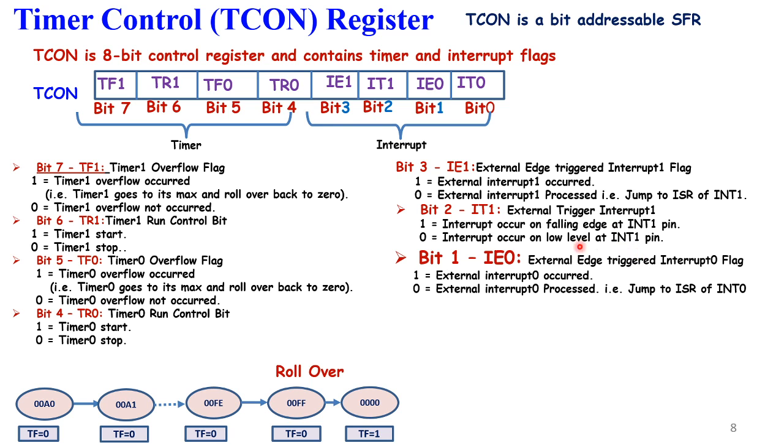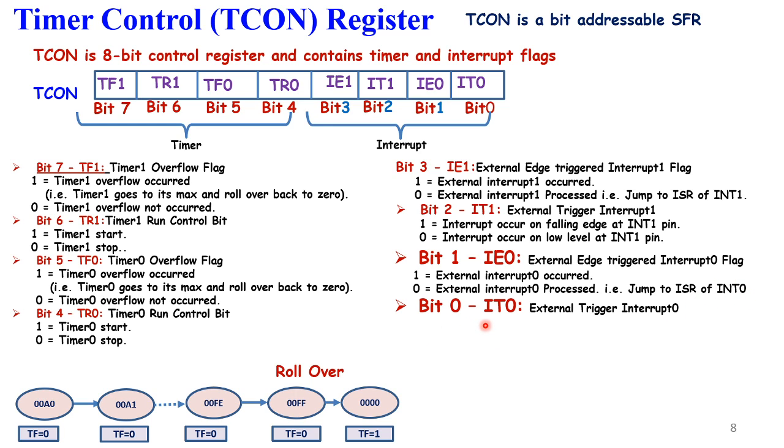Bit 1 is IE0, the external edge trigger interrupt 0 flag. When this bit is equal to 1, external interrupt 0 occurs, and the microcontroller proceeds to process that external interrupt and jumps to the ISR of INT0.